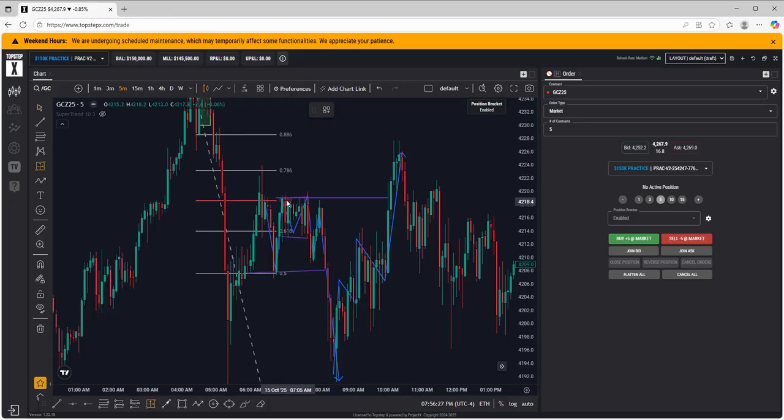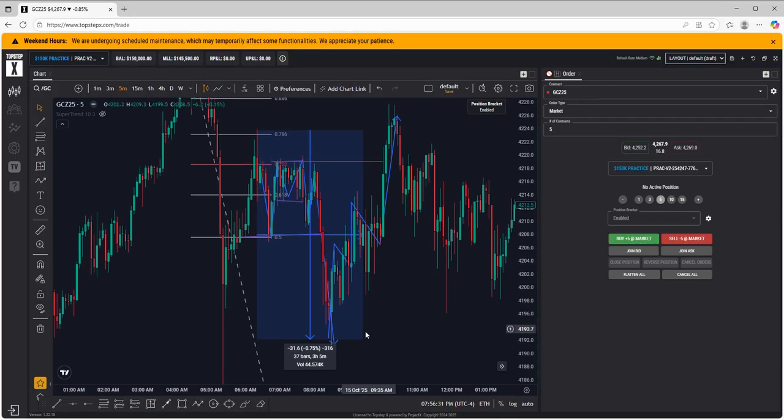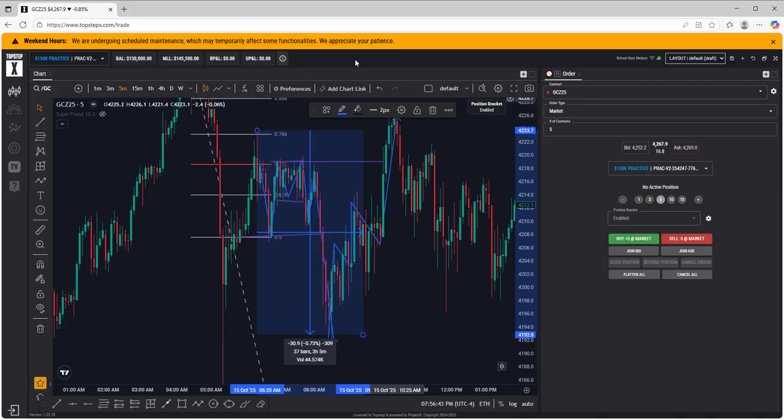Now, seeing how powerful this move is, you should have taken your profit. 309 pips, that's $3,000. So understand, okay, this is a powerful move, but I can't hold a trade like this because I have some liquidity that has to get swept. And so that's how you can use liquidity as targets and entries.